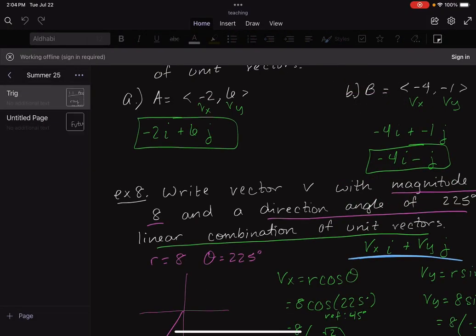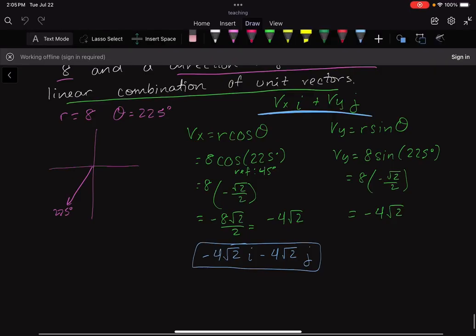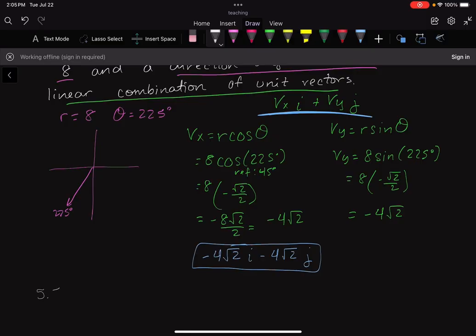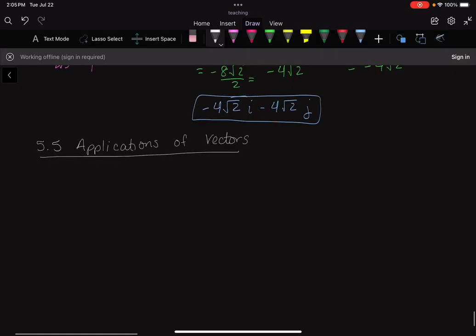This one is 5.5. This is our last section in chapter 5. And this is applications of vectors. Whenever we talk about applications of something, usually it's word problems. So that's what we're going to be working on today.